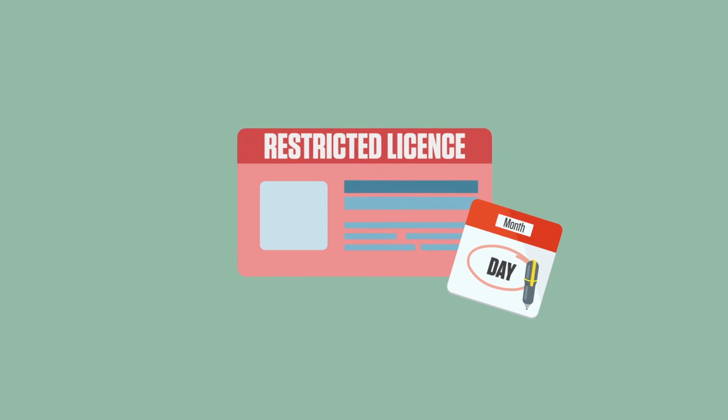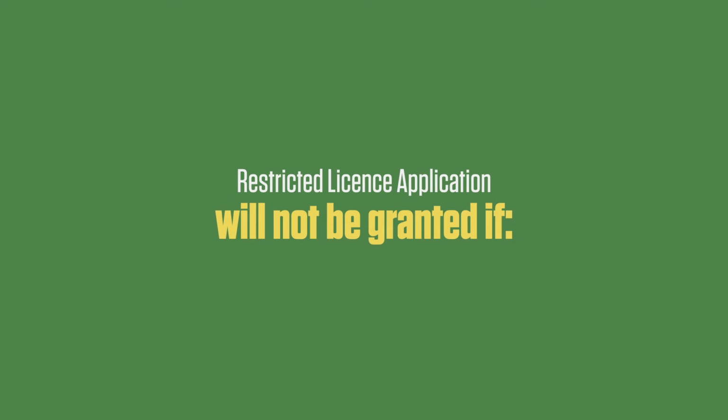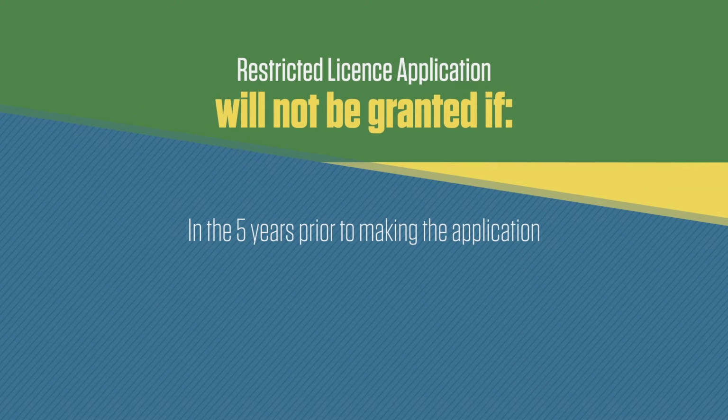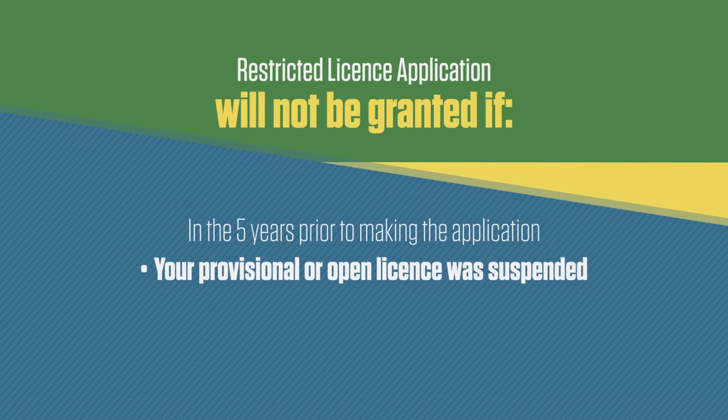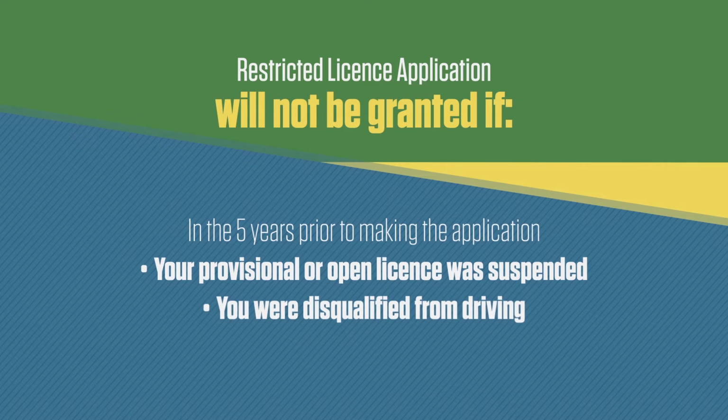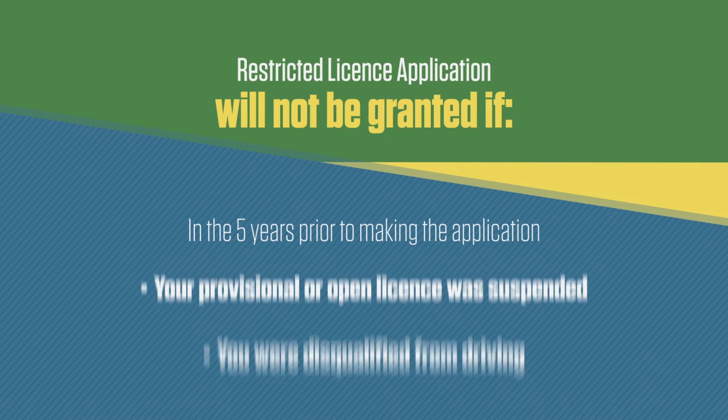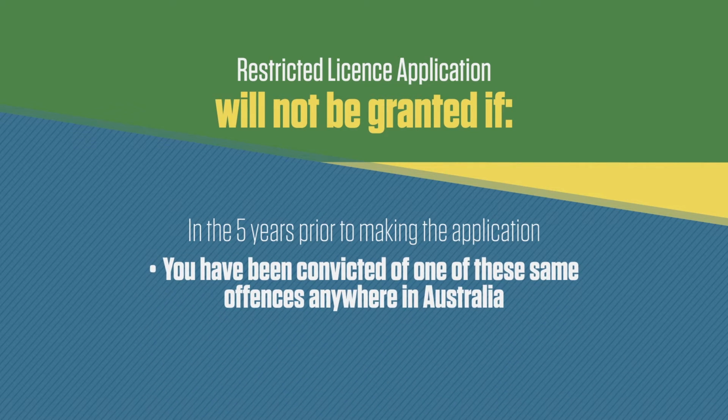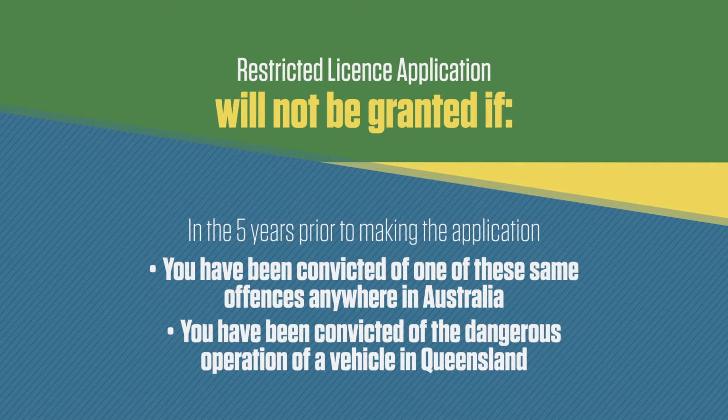Because restricted licenses are issued only for short periods, depending on how long the court order is to last, you may need to have your license updated from time to time. Your application for a restricted license will not be granted if, for example, in the 5 years prior to making the application, your provisional or open license was suspended, or you were disqualified from driving, though some exceptions may apply. Or, in the 5 years prior to making the application, you have been convicted of one of these same offences anywhere in Australia, or you have been convicted of the dangerous operation of a vehicle in Queensland.